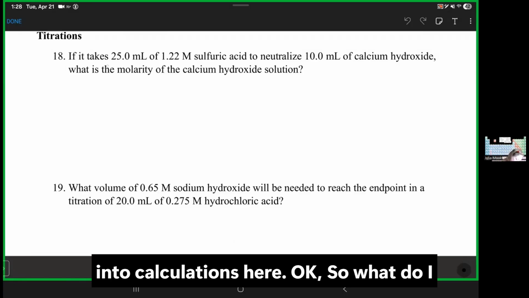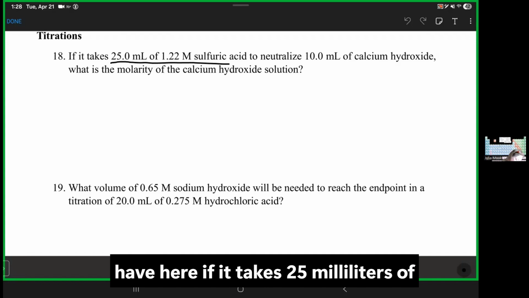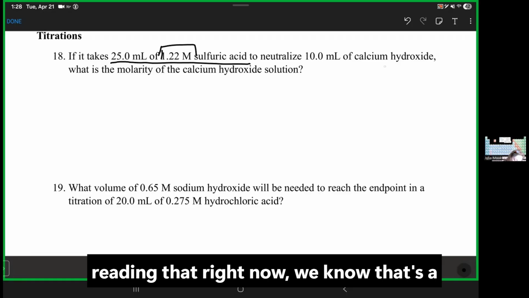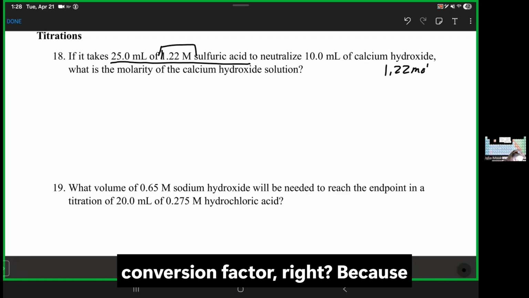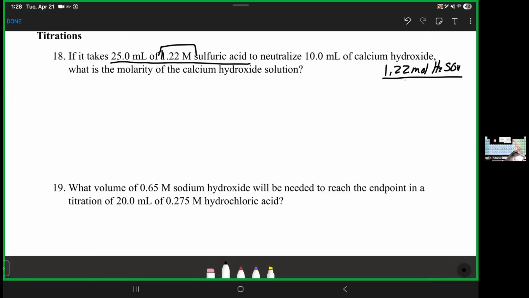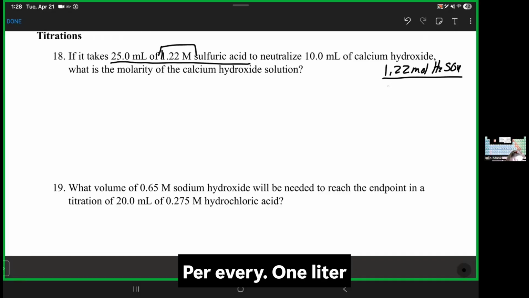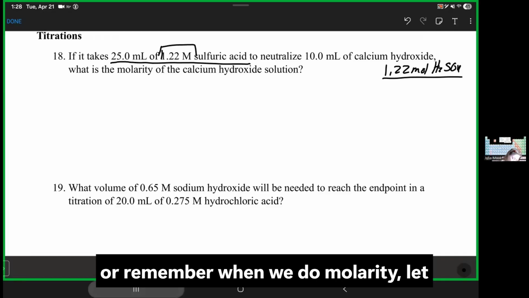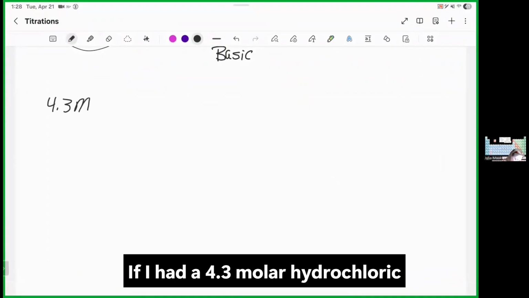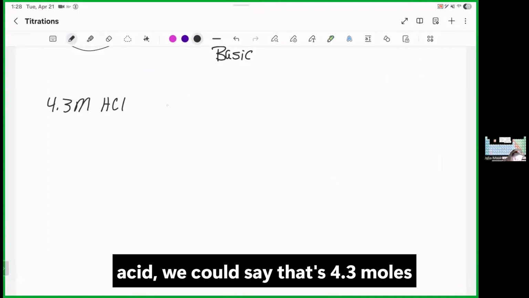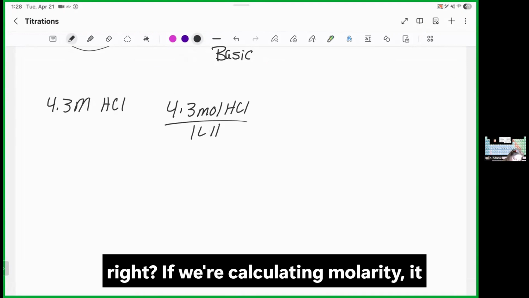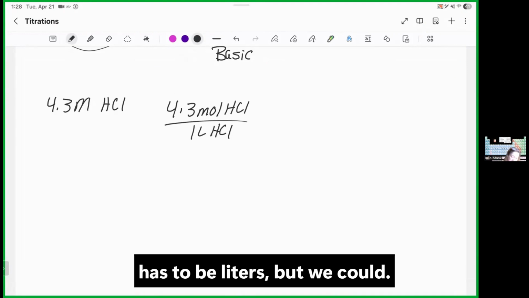So what do I have here? If it takes 25 milliliters of that molarity sulfuric acid, as we're reading that right now, we know that's a conversion factor, because molarities are conversion factors. It means that many moles of sulfuric acid per every 1 liter. Remember, when we do molarity, if I had a 4.3 molar hydrochloric acid, we could say that's 4.3 moles of hydrochloric acid per 1 liter. If we're calculating molarity, it has to be liters.